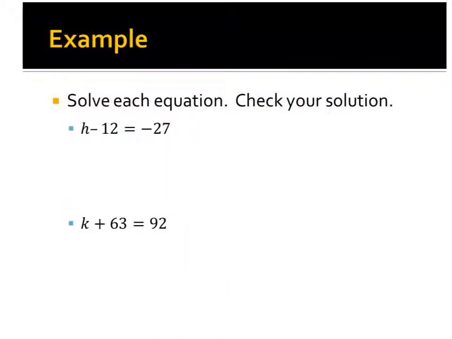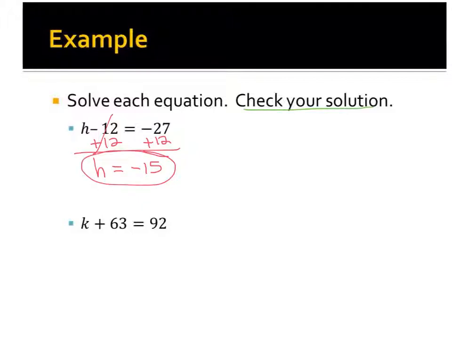All right, so we're going to solve some equations. We're also going to check our solutions. I'll show you what I want. So first of all, h minus 12 equals negative 27, and our goal is to get h by itself. So I need to get rid of a minus 12, and how do you get rid of a minus 12? We're going to add 12 to both sides, and this goes back to our properties. If I add the opposite, that's additive inverses, and they're going to cancel. So negative 12 plus 12 makes 0, which cancels. H equals negative 15. So there's my answer.